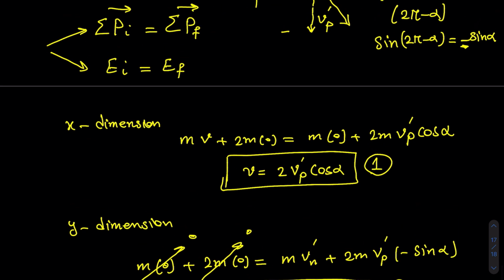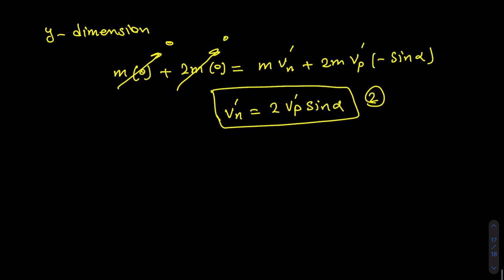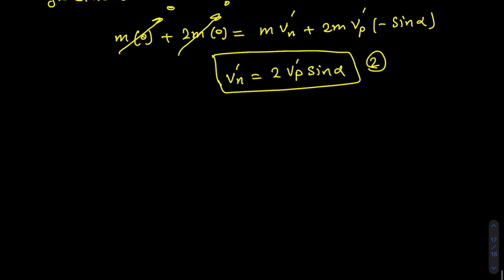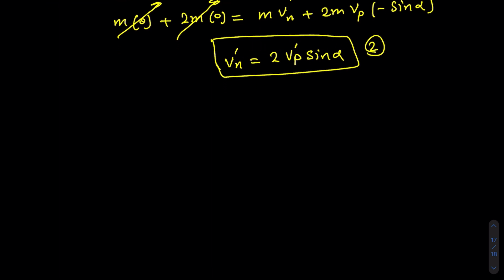We are done with the law of conservation of momentum. Now let's move on to the law of conservation of energy and see what equation we can get from there. The second law, conservation of energy, tells us that the energy of this system before collision is equal to the energy of the system after collision. Let me write it here.